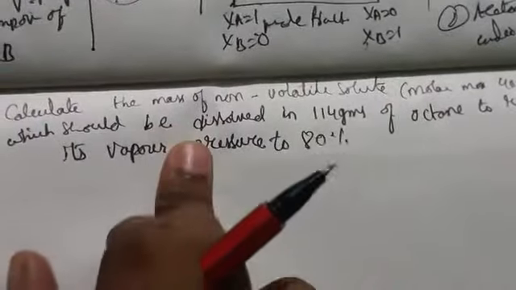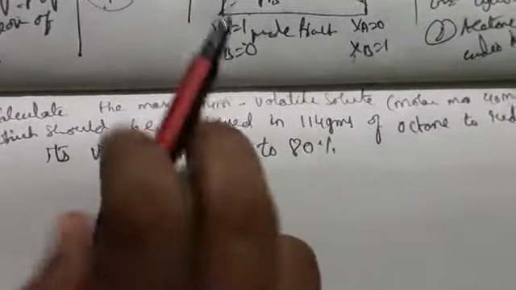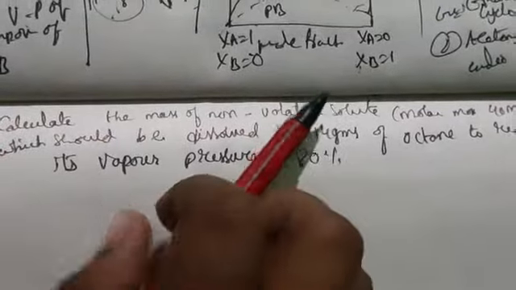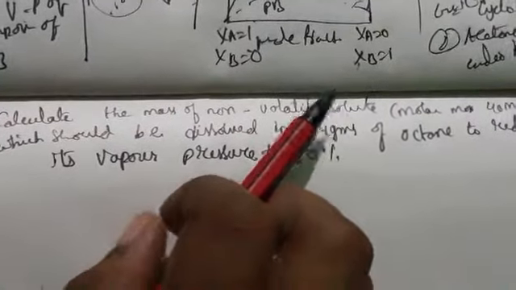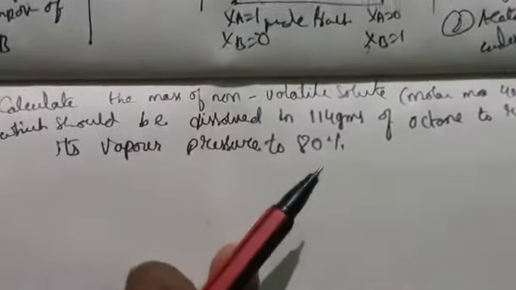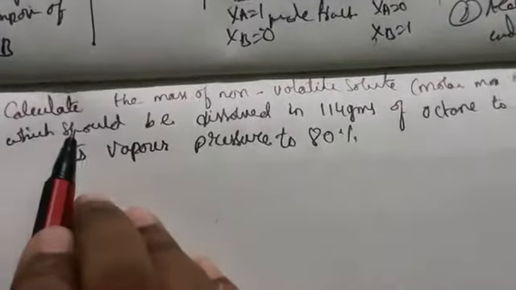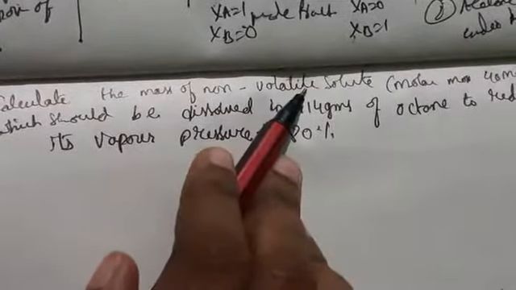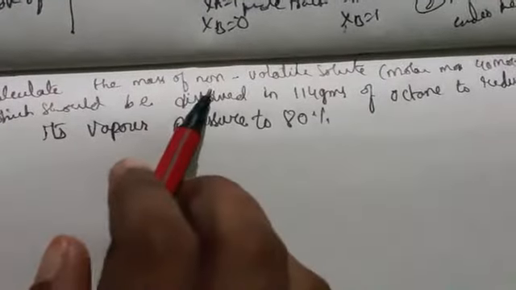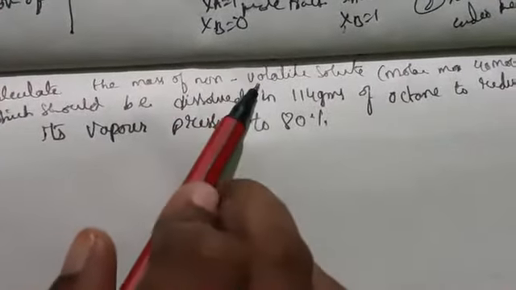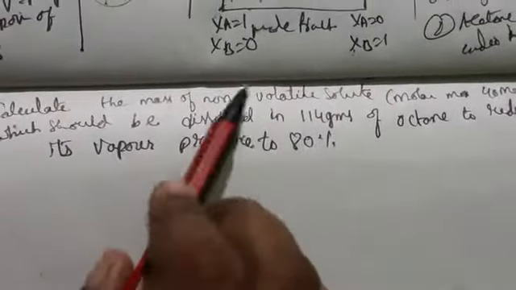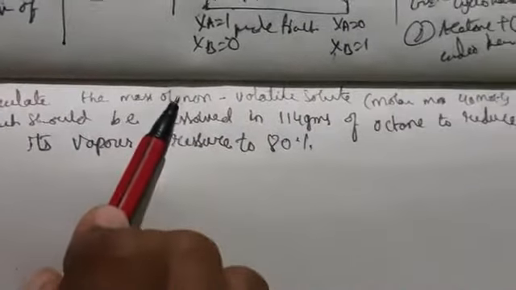Good morning students. In the previous class we have seen Raoult's law and types of Raoult's law, positive and negative deviation. Now from that we are going to discuss the problems. See first problem, calculate the mass of non-volatile solute. What do we have to calculate? The weight of the non-volatile solute.